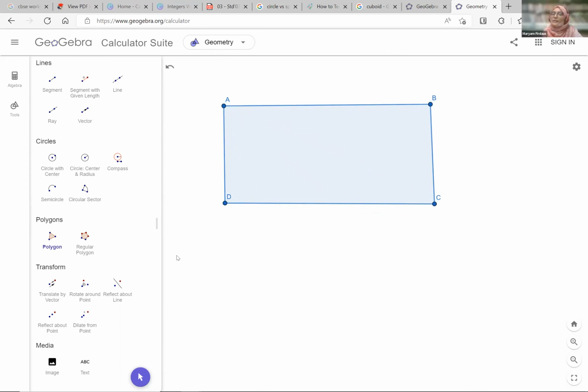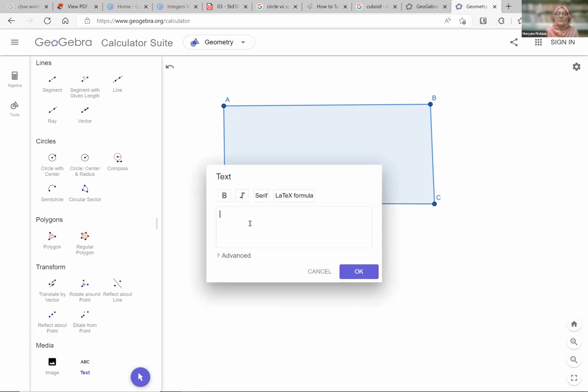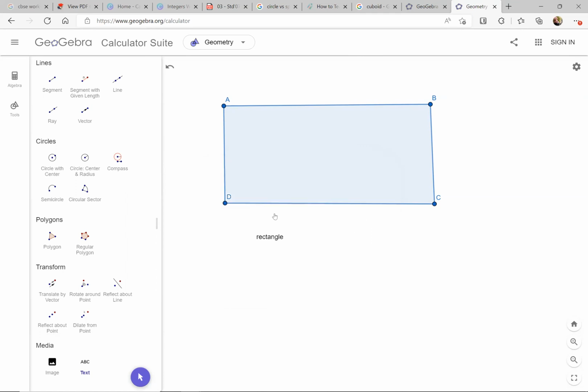What shape does this look like? What will you call this shape? What shape is this? Hiba? A rectangle. Okay, it's a rectangle. I'm gonna keep it over here.